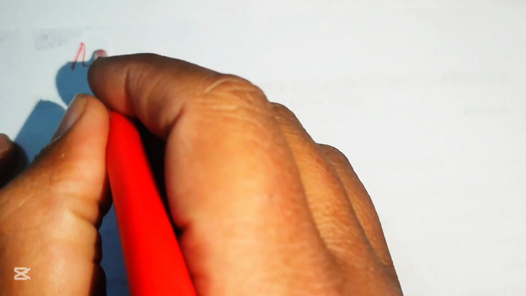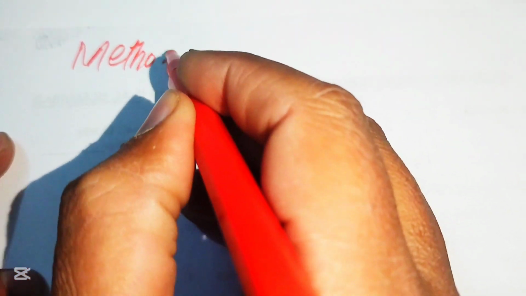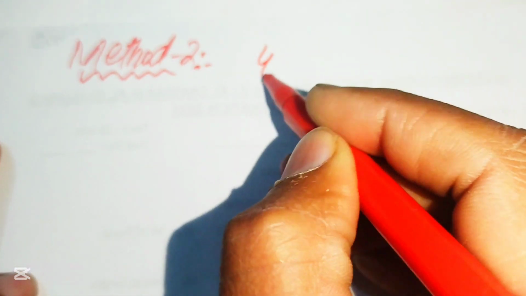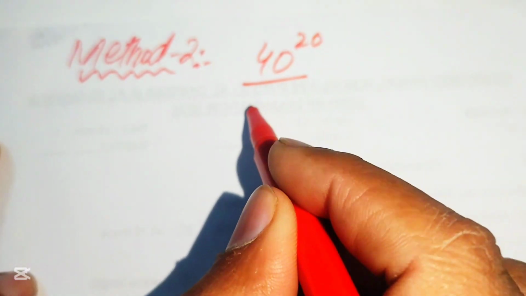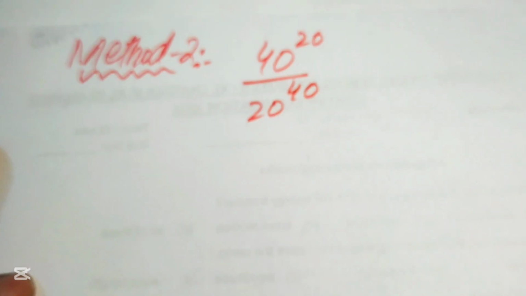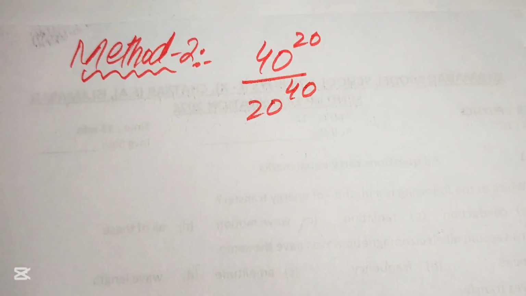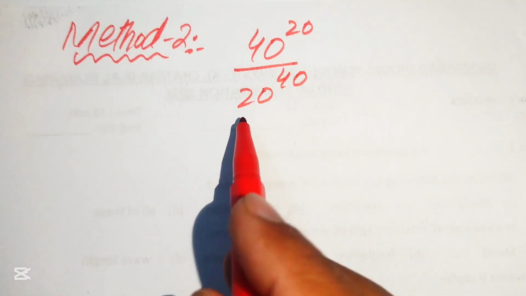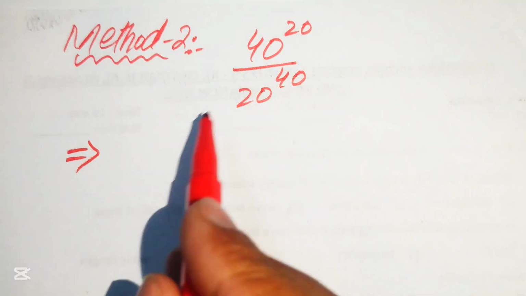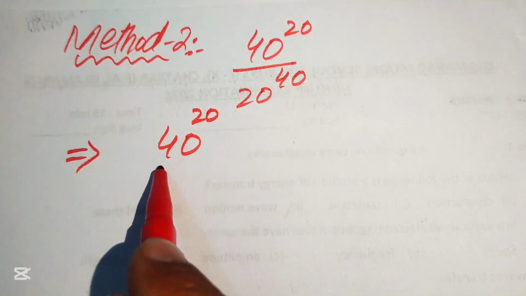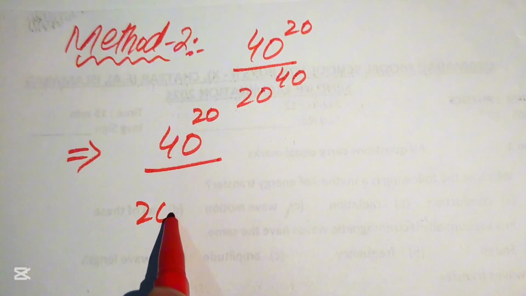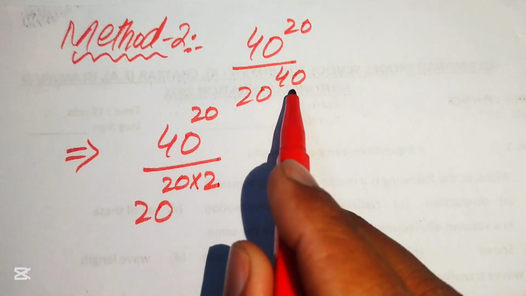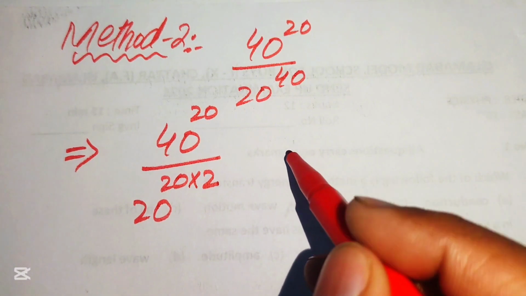Now in the second method, first we need to copy down the given question statement, which is 40 to the power of 20 divided by 20 to the power of 40. Okay, this is our given question statement. And now we need to focus on the denominator term, and in the denominator we have 20 to the power of 40, and we write this 40 as 20 to the power of 20 multiplied by 2. We know that 20 multiplied by 2 becomes 40, and here we can apply the exponent law.